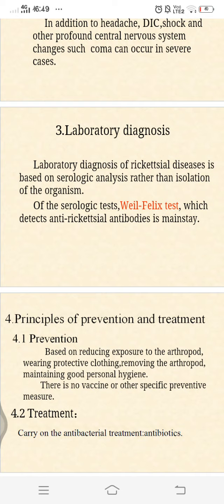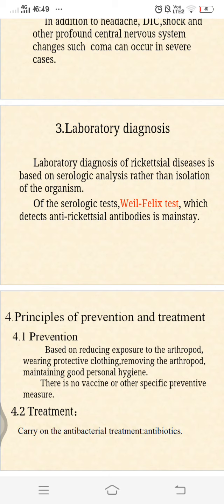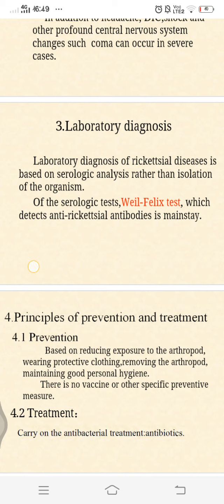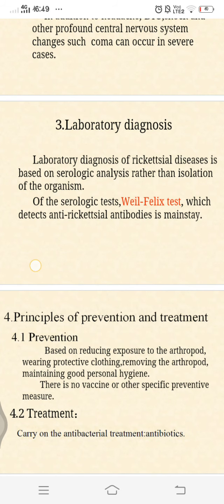And how can this be prevented, last point: based on reducing exposure to the arthropod, wearing protective clothing, removing the arthropod, maintaining good personal hygiene. Of course, there is no vaccine and other preventive measures, so only be careful, no vaccine. For treatment, carry on the antibacterial treatment, that is mainly antibiotics.